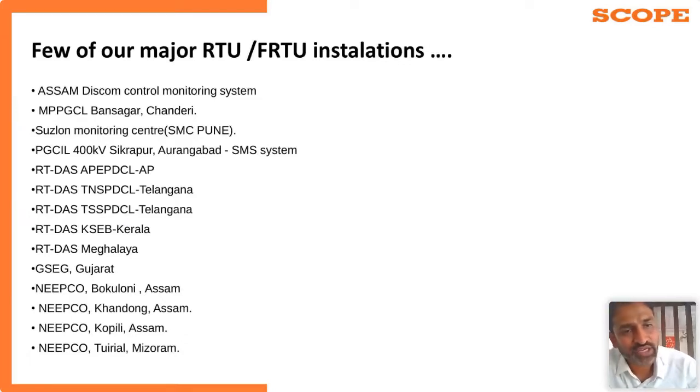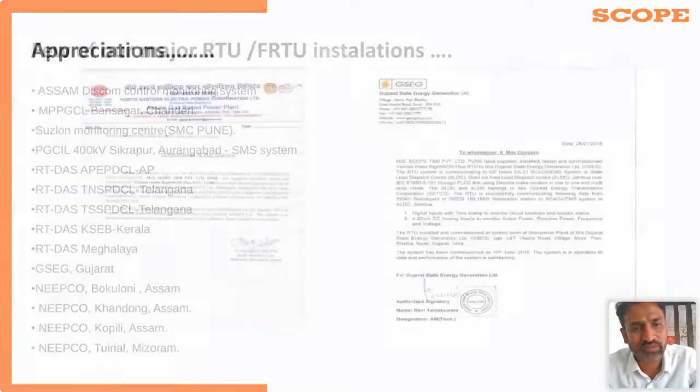And we have supplied 400 kV Shikrapur and Aurangabad. In all the RTU projects we are executing, like APEPDCL, TS-NPDCL, TS-SPDCL, we have supplied SCADA as well as RTUs. We have supplied KSEB, and Meghalaya too. Even Gujarat, NEEPCO, Bokoli, Kangdong, these northeastern states, we supplied more than 50 RTUs in one project. I'll show them one by one.